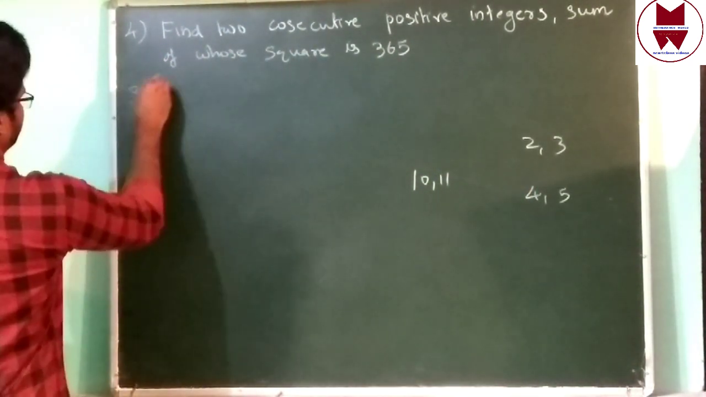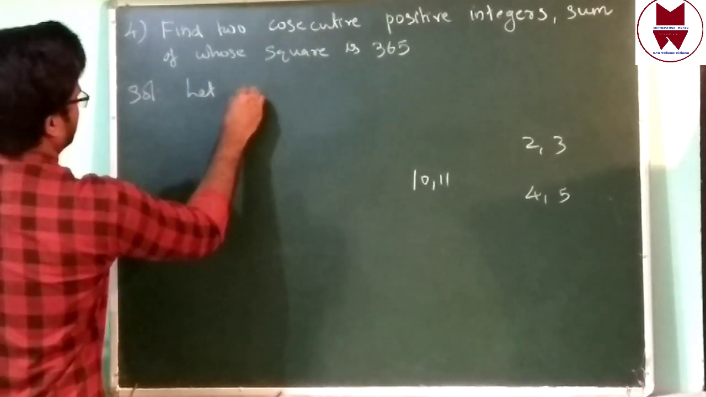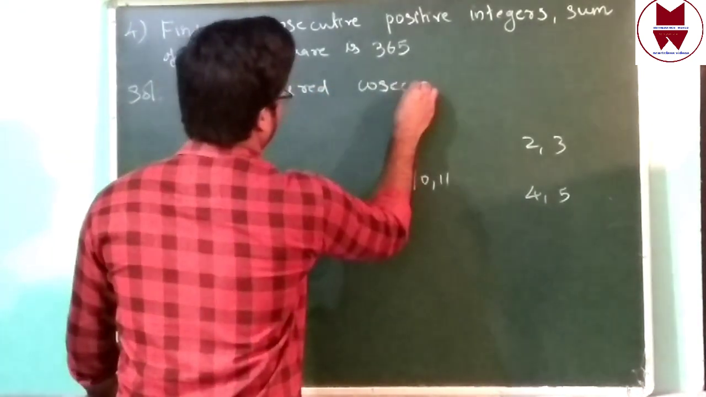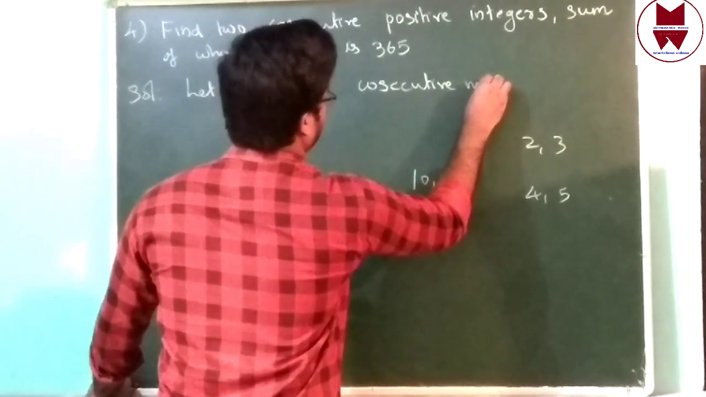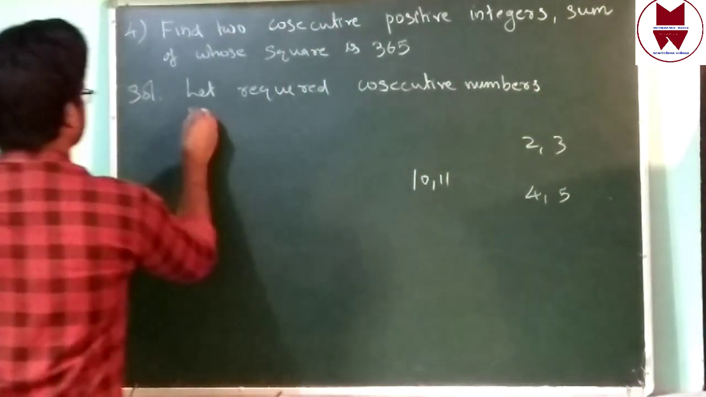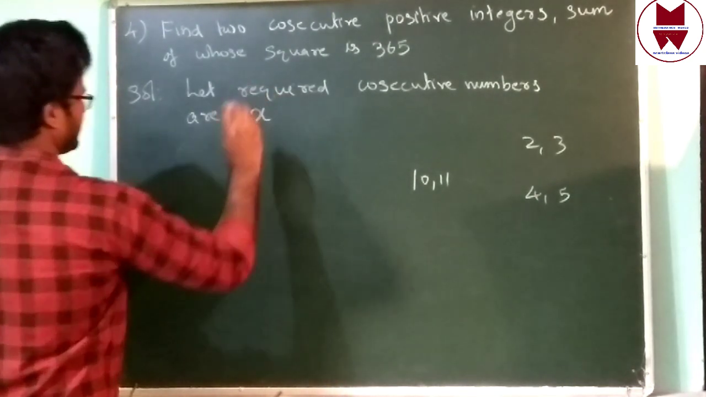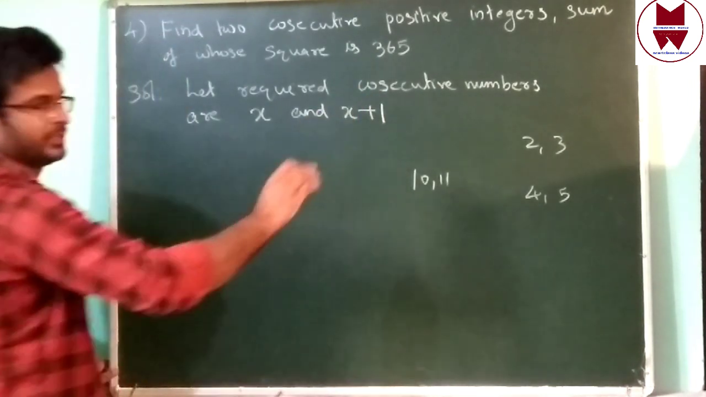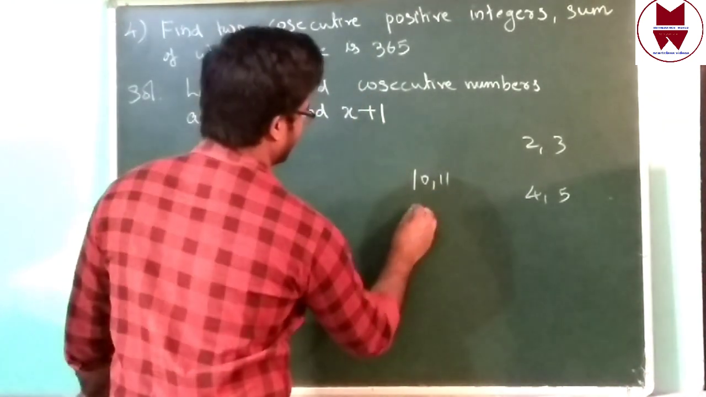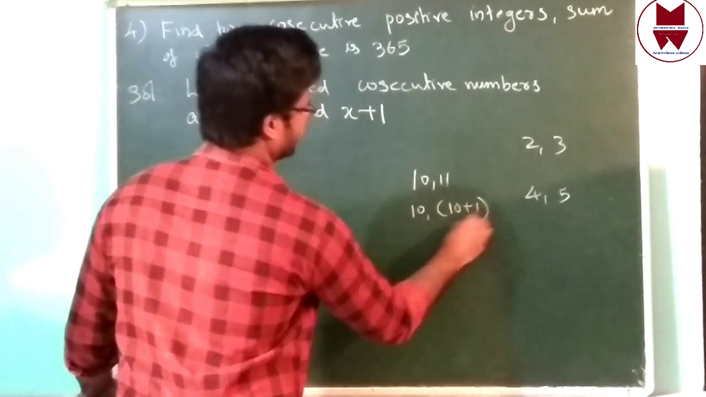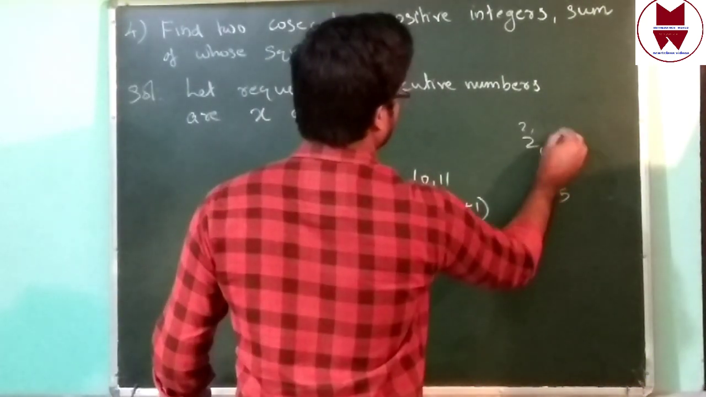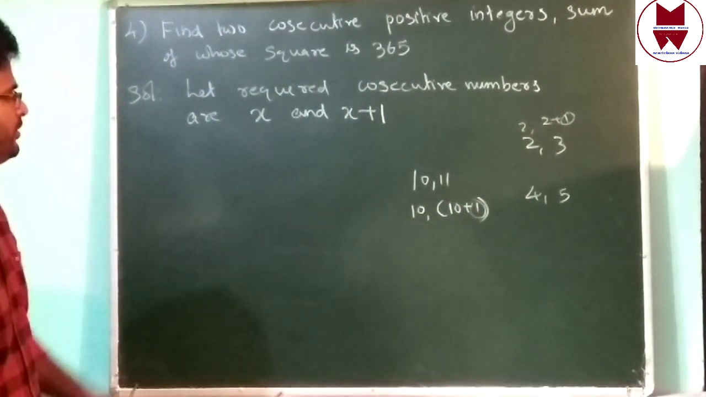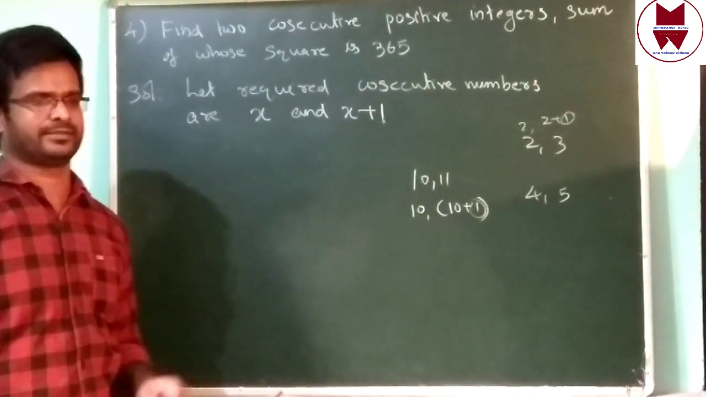Then let the required consecutive numbers be: first number we can take x and second number will be x plus 1, then only that will be consecutive. 10, 11 we can write 10, 10 plus 1. Same like that, 2, 3 we can write 2, 2 plus 1. Just add plus 1, then only the numbers will be consecutive. I took x, so the next number will be x plus 1.